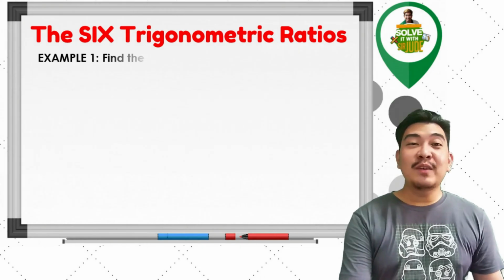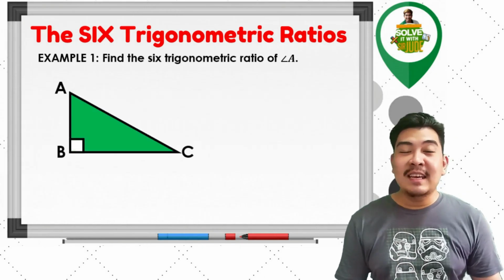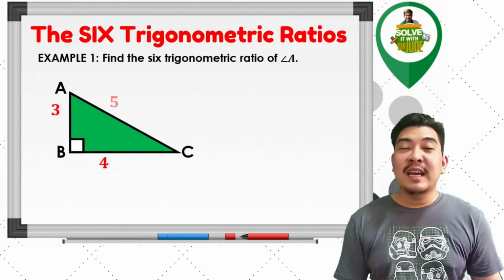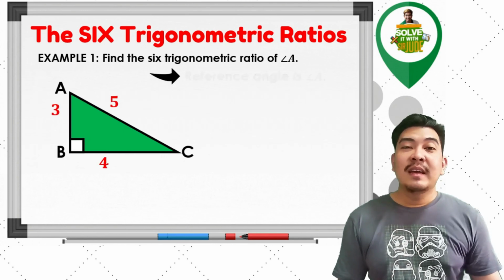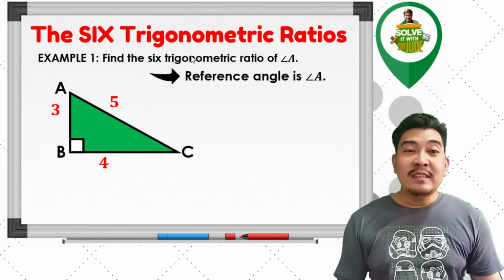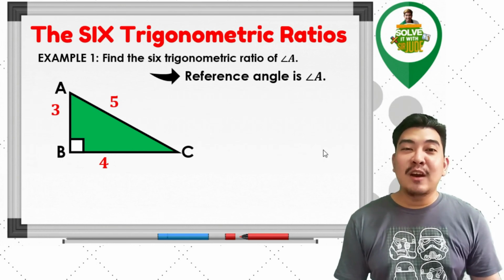So let us now have the first example. Find the 6 trigonometric ratios of angle A. Let us suppose that this is the triangle wherein the sides are given as 3, 4, and 5. Then, take note that the reference angle that we are going to use is the acute angle A. So there is the marking.